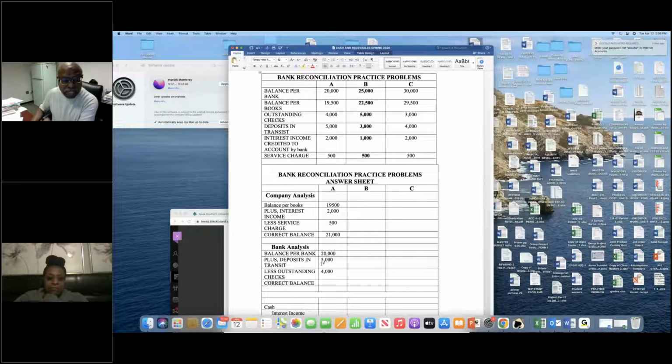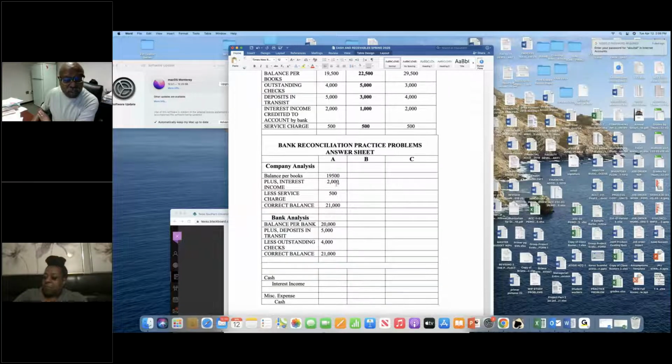Now, one more little caveat. Anything in this company analysis, we have to make a journal entry. This is interest income. So we're going to debit cash for 2,000 and credit interest income for 2,000.